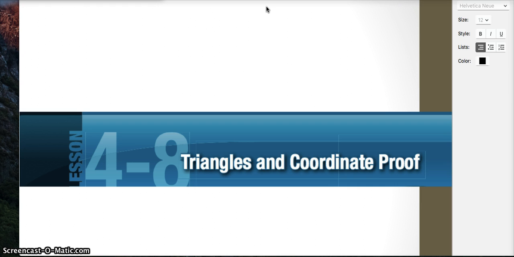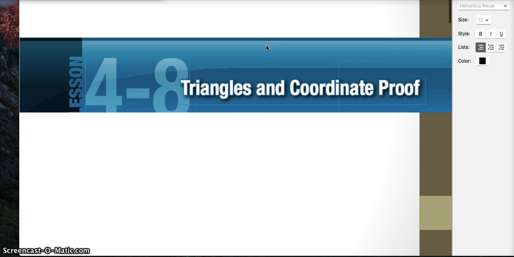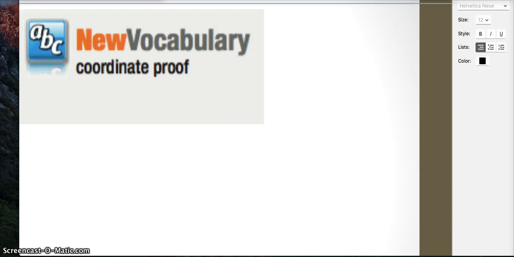And what's happening here is that we're going to look at one final bit of information about triangles, section 4.8, triangles and coordinate proofs. When we talk about coordinates, you know we're dealing with the XY axis. A coordinate proof is basically proving things about different geometric figures by putting them on the coordinate axis and using our understanding of geometry and coordinate geometry to explain or show relationships.